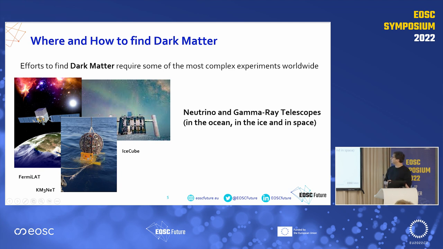So you have neutrino and gamma ray telescopes deep in the ocean, deep in the ice at the South Pole, or deep in space, right? So we have satellites, and then you see these different telescopes that are submerged. And this is a different scientific domain from mine, but it's also sensitive to dark matter, and it's useful to try to search for dark matter.